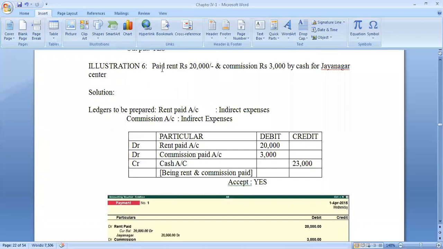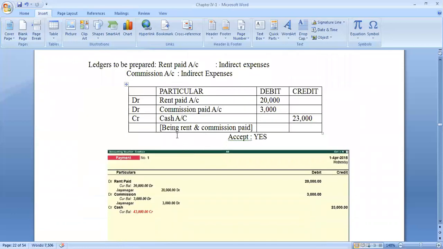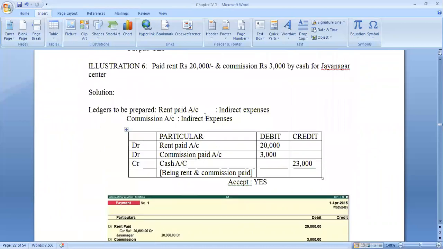So it is a nominal account, and the rule should be applied: debit all expenses and losses, credit all incomes and gains. So debit rent paid account and commission paid. Credit will be the cash, as the cash is moving out. Credit what goes out. So you can't directly stick to one rule here; you can apply the real account and the nominal account rule also.